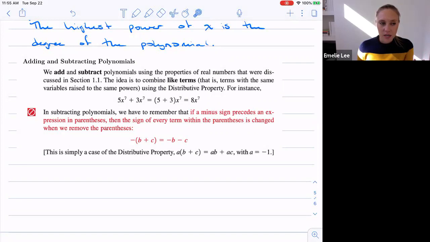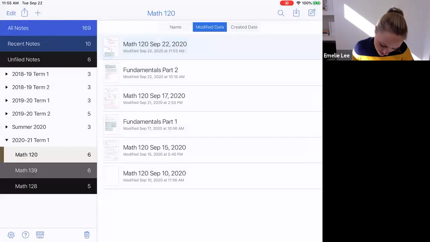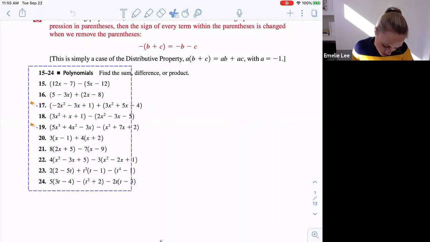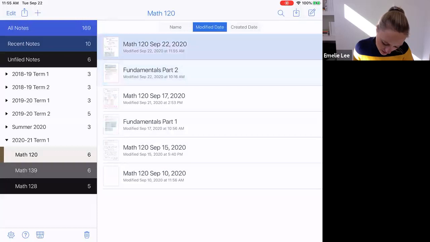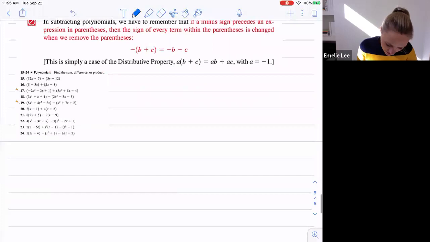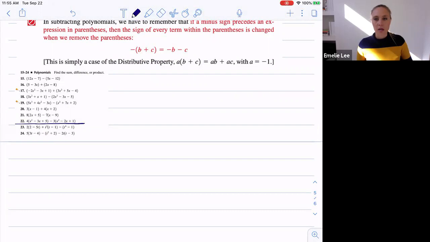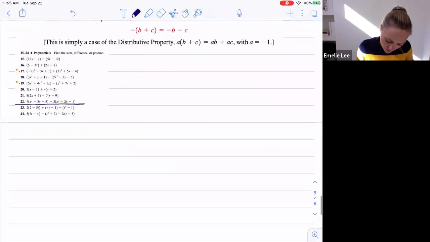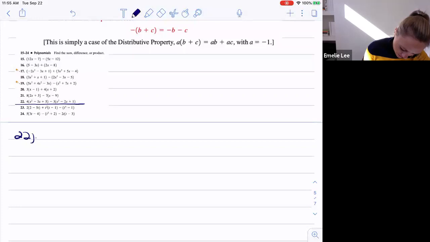So let's see here. We'll just do one of these because adding and subtracting is not bad. I'll write it out on the next page anyway. So let's work through 22. We want to find the sum, the difference, or the product, because we're bringing in some multiple on the outside. So 22 looks like 4 times x squared minus 3x plus 5, minus 3 times x squared minus 2x plus 1.